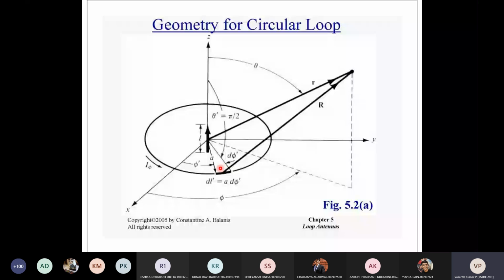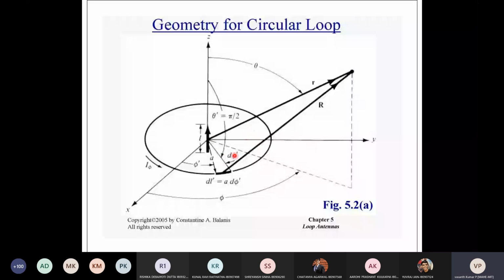So this is a point source. Capital R, and a is the radius of the loop. The radius of the loop is very small because it is a small circular loop, with circumference less than lambda by 10. So a should be very small.